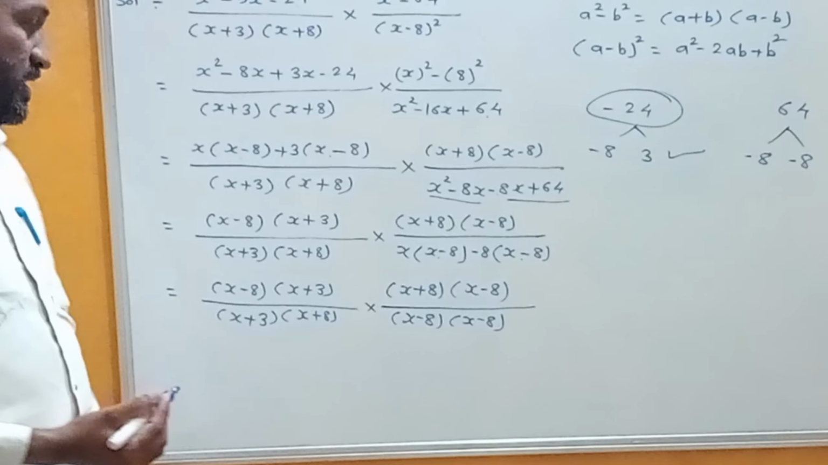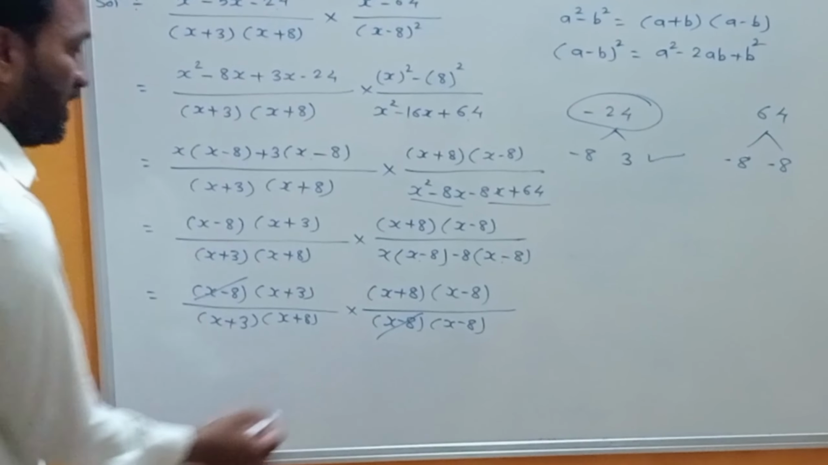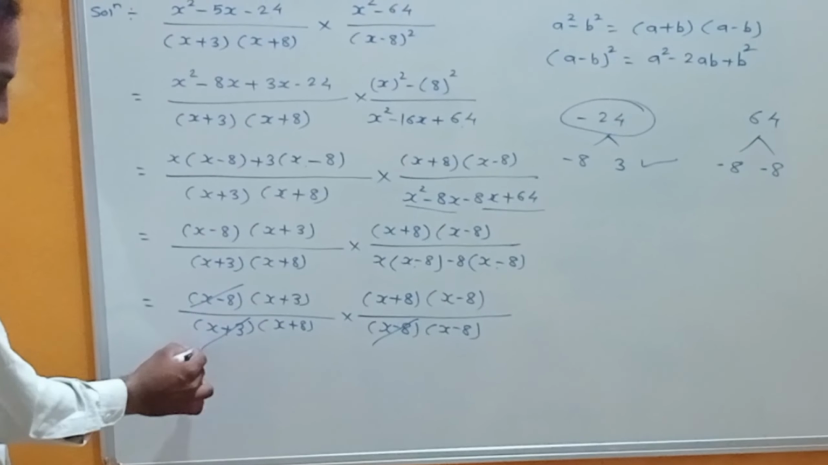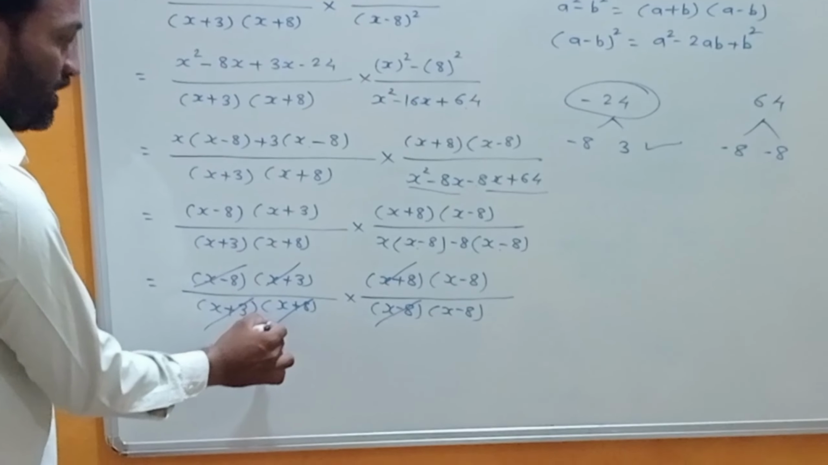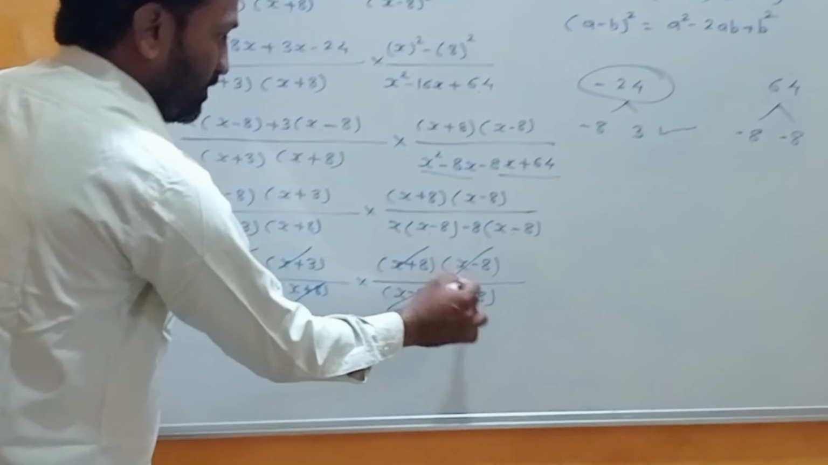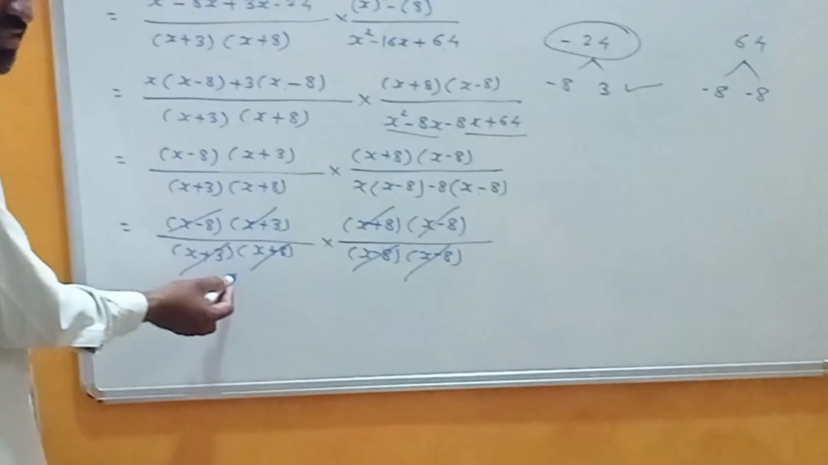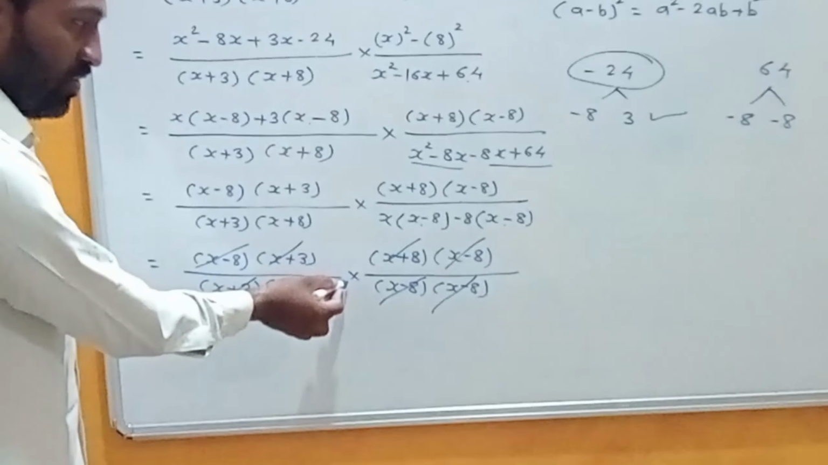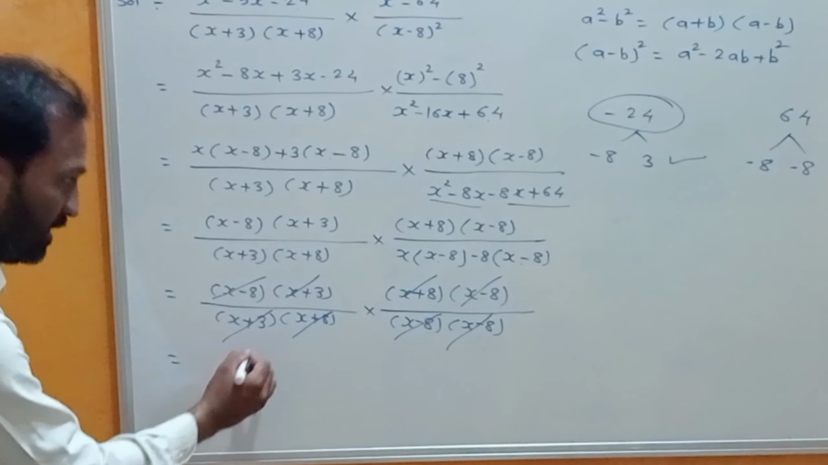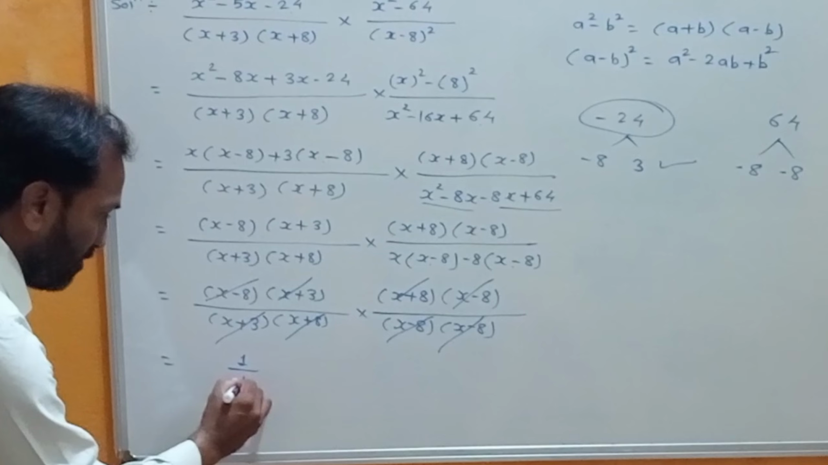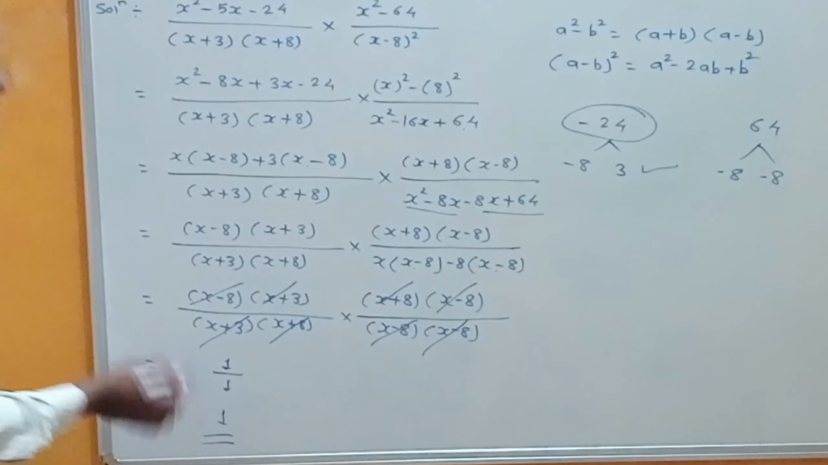Now the cancellation method: (x − 8) gets cancelled, (x + 3) gets cancelled, (x + 8) and (x + 8) cancelled, and (x − 8) cancelled. This is the numerator position and this is the denominator position, into numerator and denominator. What happened lastly? 1 by 1. 1 × 1 is 1. This is the final answer.